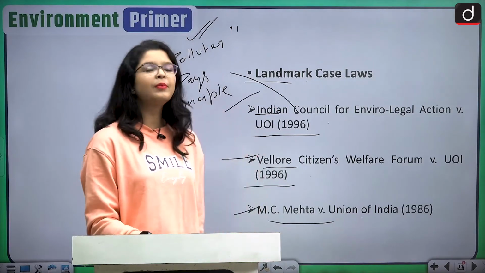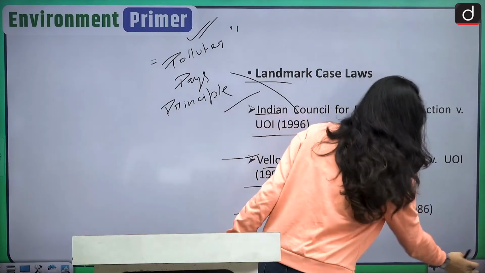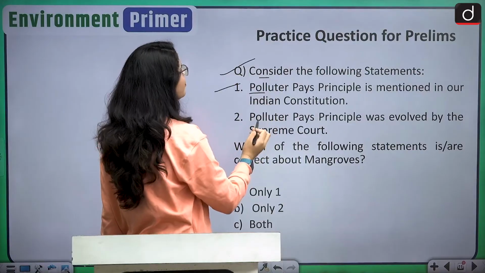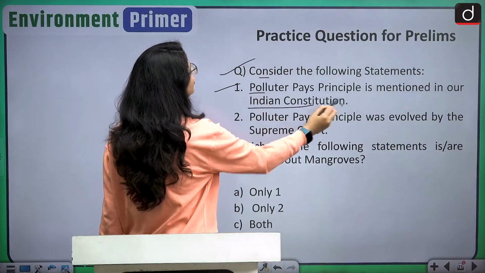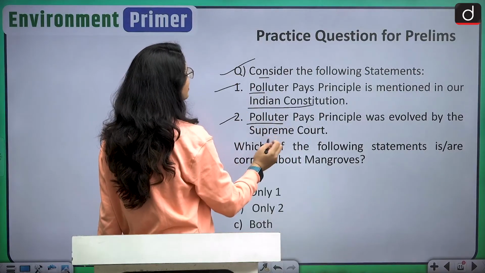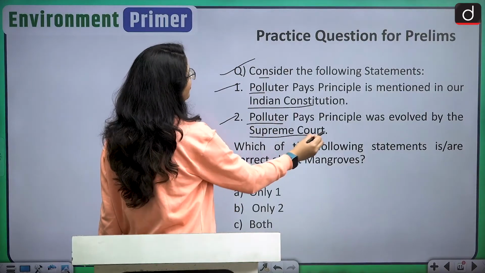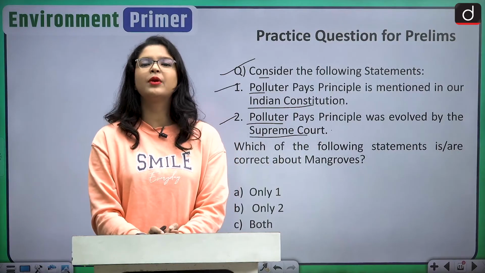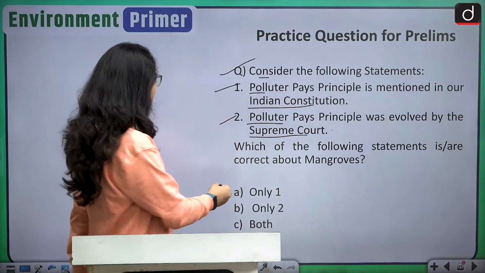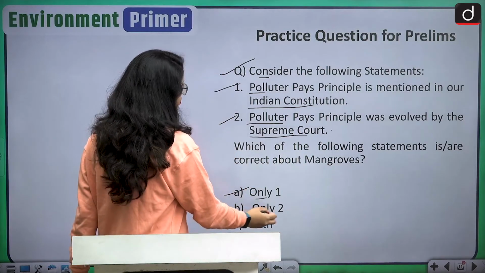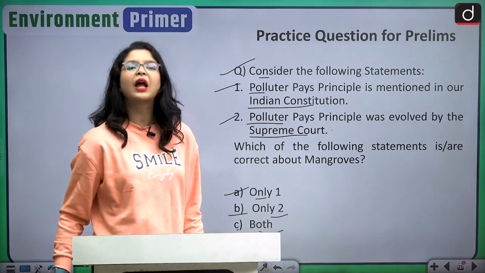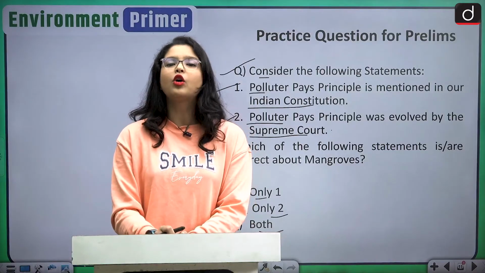Now let us discuss a practice question for your prelims examination. So the question is, consider the following statements. Statement number 1 is polluter pays principle is mentioned in our Indian Constitution. Statement number 2 is polluter pays principle was evolved by the Honorable Supreme Court of India. Which of the following statements given above are correct? Your options are: option A is 1 only, option B is 2 only, option C is both 1 and 2, and option D is none of the above. Kindly drop your answers in the comment box below.